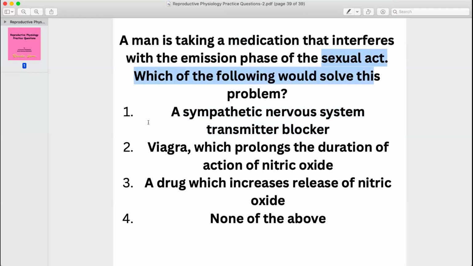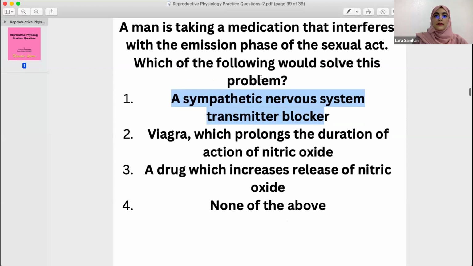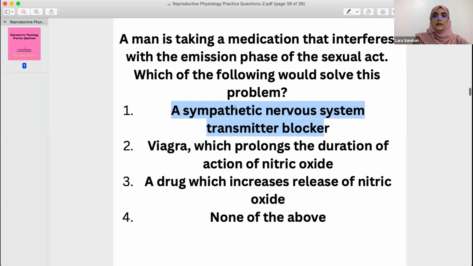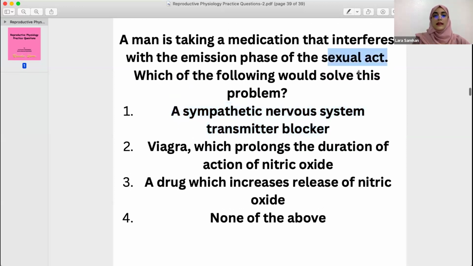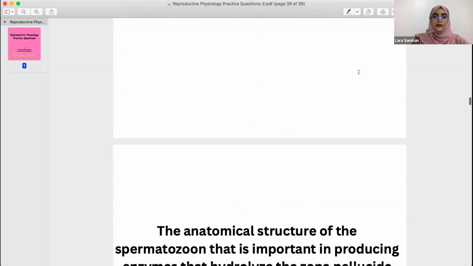Yeah, that's great. Thank you. Perfect. So the correct answer is number one, which is a sympathetic nervous system blocker. So we should give this guy a sympathetic nervous system blocker, because we don't want the sympathetic nervous system to play a big role, and we want the parasympathetic to act in having vasodilation and muscle relaxation, to have a correct sexual act and a proper sperm ejaculation. Okay. So moving into the next question.